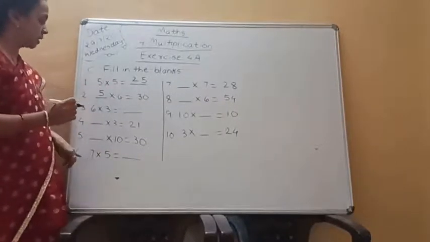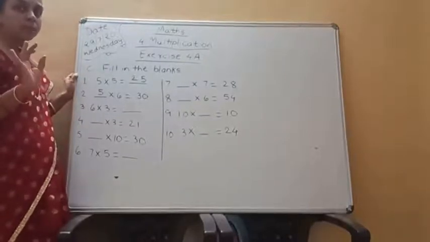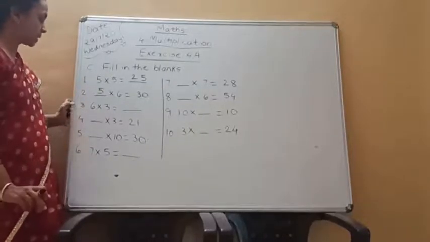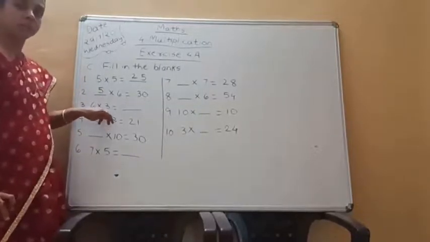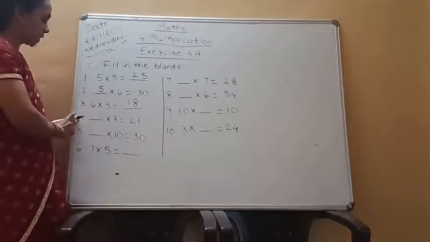So to solve all this example, you should know all the tables properly. Then only you can solve these examples. Now see third example. 6 multiplied by 3. 6 3s are 18.